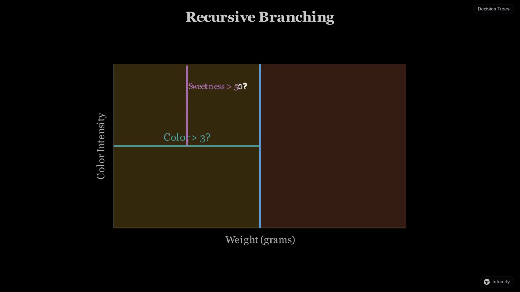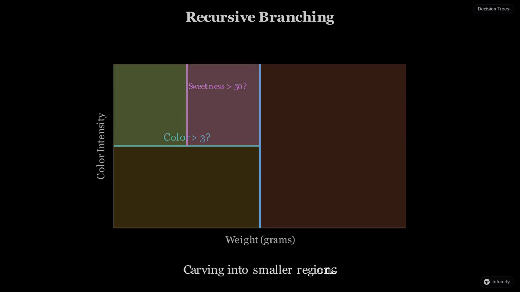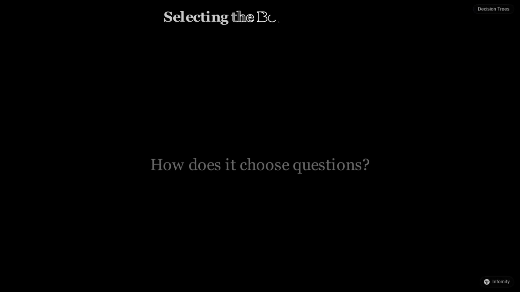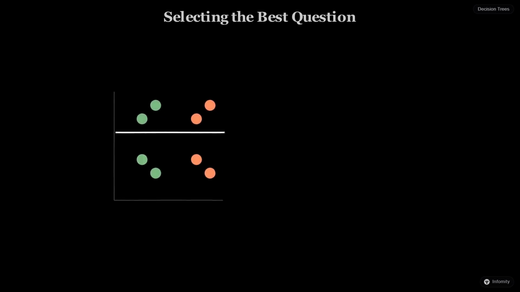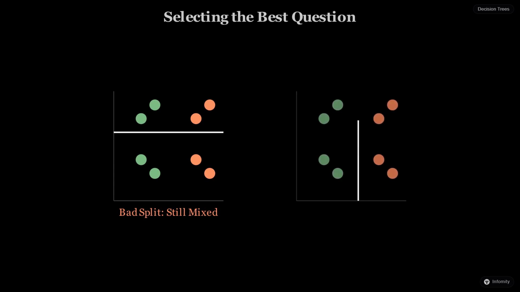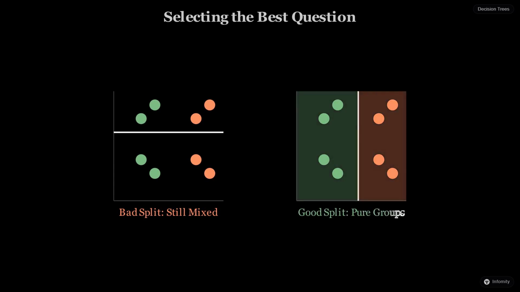Visually, we are carving the data space into smaller and smaller boxes. Each box represents a leaf in our tree. But how does the model choose the right question? It looks for the split that makes the resulting groups as pure as possible. Just like in our game, you would not ask if an object is blue if half of all things in the world are blue. You want the question that provides the most clarity and separates the classes most effectively.